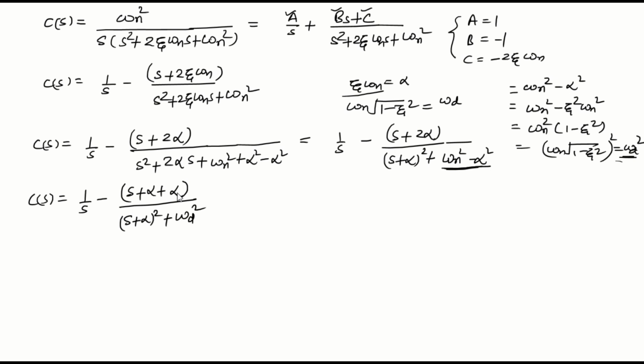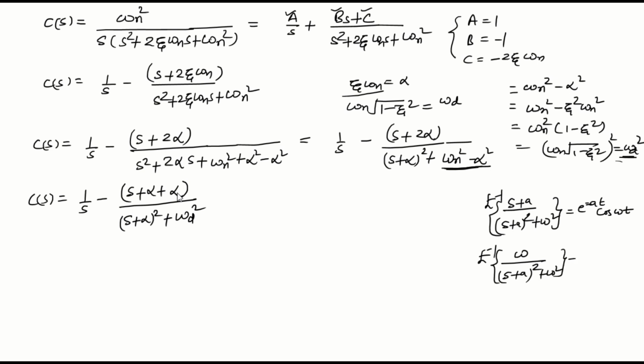Now I know the standard form of the Laplace transform. Let me write it separately here. I know that the inverse Laplace of s plus a divided by s plus a whole square plus omega square is e raised to power minus at cos omega t, and the inverse Laplace of omega divided by s plus a whole square plus omega square is e raised to power minus at sine omega t. So these are the two standard forms of the Laplace transform. I have to utilize these two standard forms in order to get the inverse Laplace of this expression.